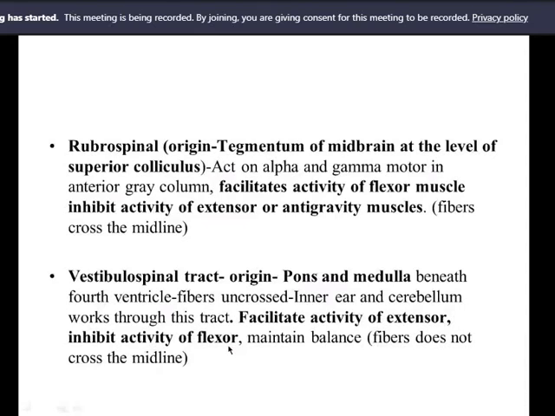Rubrospinal, just opposite, facilitates the flexor muscle and inhibits the activity of extensor muscle. Vestibulospinal facilitates activity of extensor, inhibits activity of flexor.